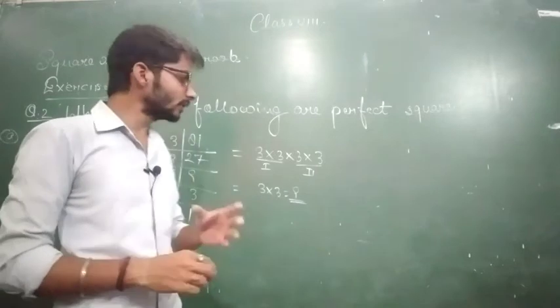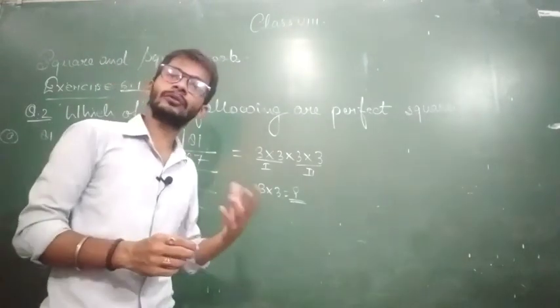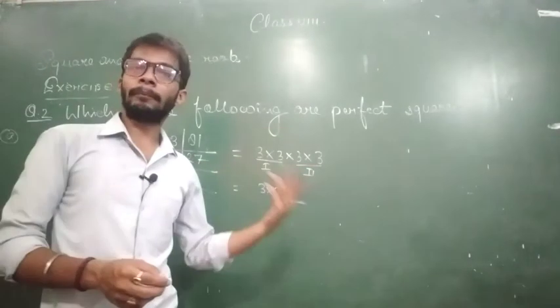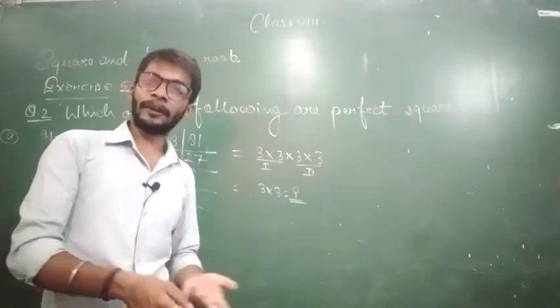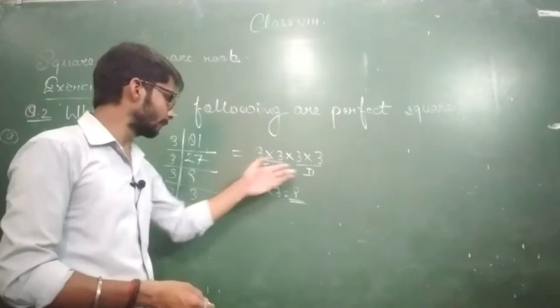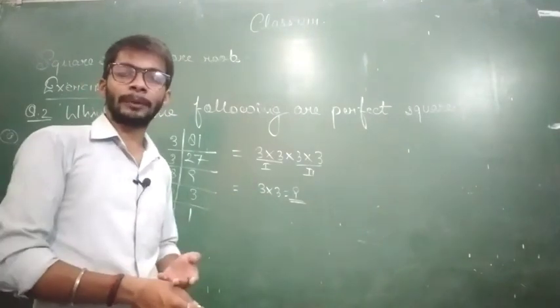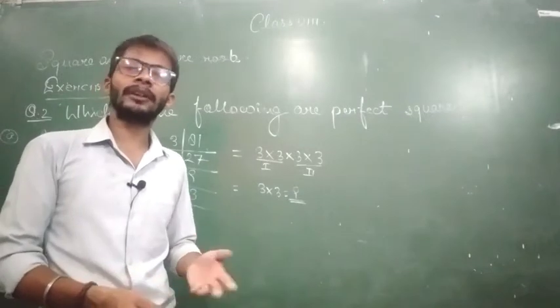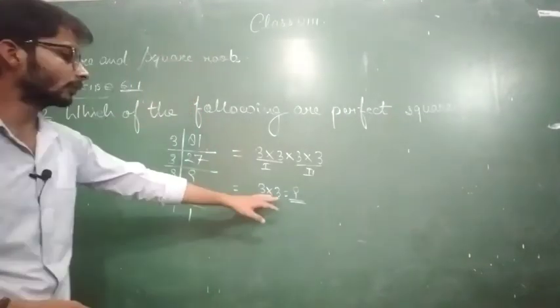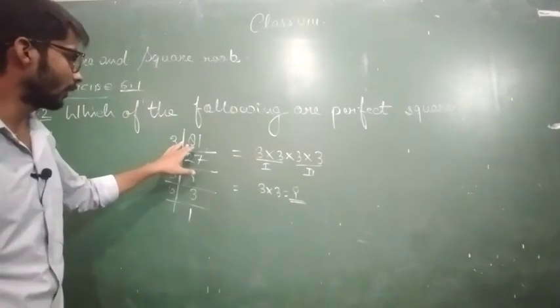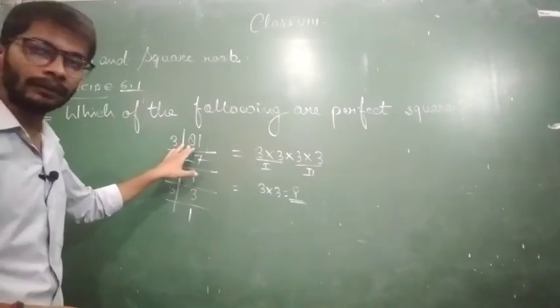So this is the method to find out whether a value is a perfect square or not. Find out the factors first, then write them in multiplication and make the pairs. If we can make perfect pairs, then it will be a perfect square, otherwise it will not be a perfect square. So this is the method to find the perfect square or the square root also. Here we have found the square root of 81, which is 9.